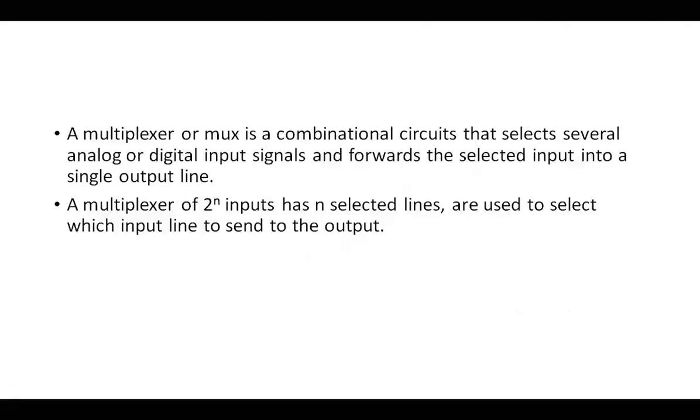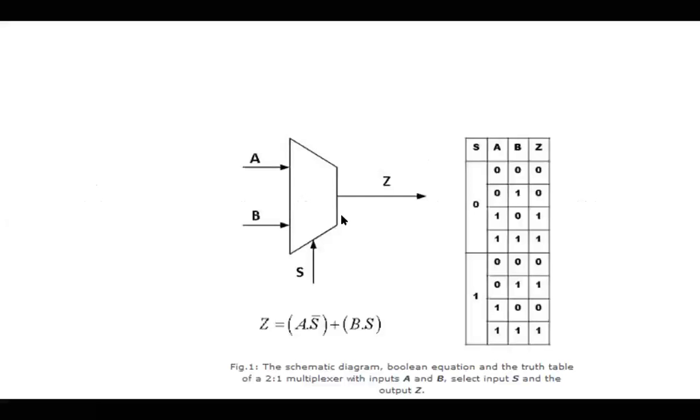It will have multiple inputs and a single output. Now this is important, make note of this. A multiplexer of 2 raised to n inputs has n select lines. Say for example, I am having two inputs, A and B. Then I'm going to have a single select line. As our number of inputs increases, the select lines also increase. So it is dependent on 2 raised to n; the power n is the number of select lines.